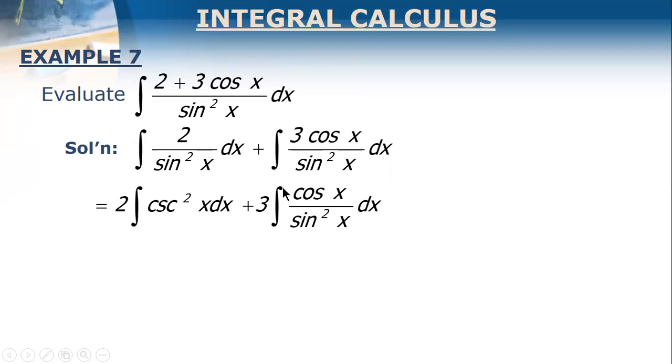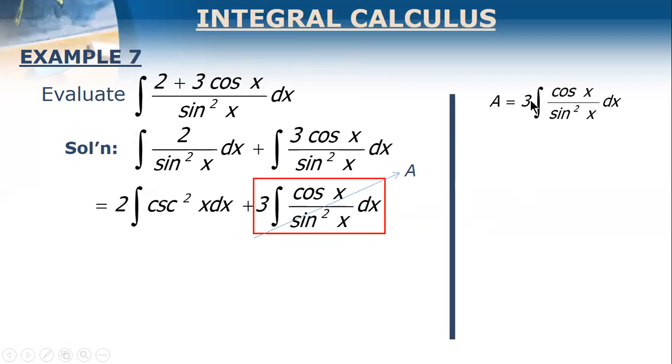For this one, we will use the u substitution. Let's denote this one as A. So A is 3 times the integral of cosine x over sine x dx. So our u is sine x. I have explained why we choose the denominator: so that when you differentiate, part of the derivative should be in the numerator.